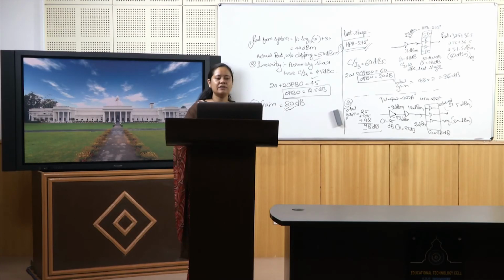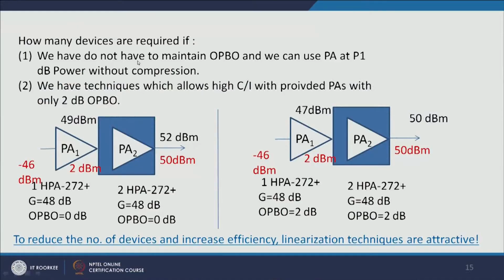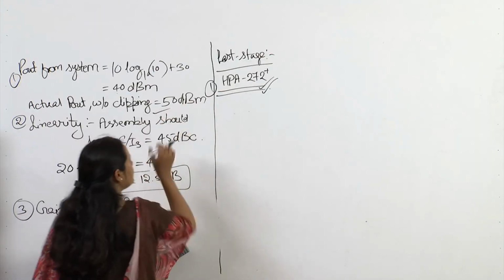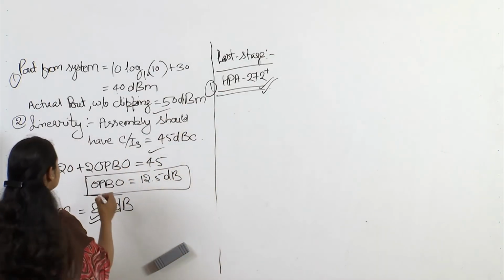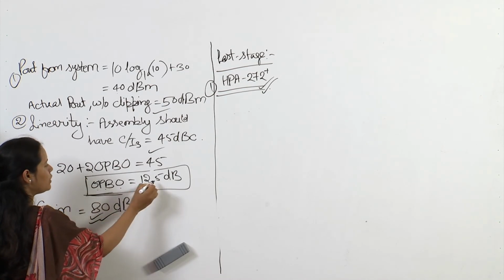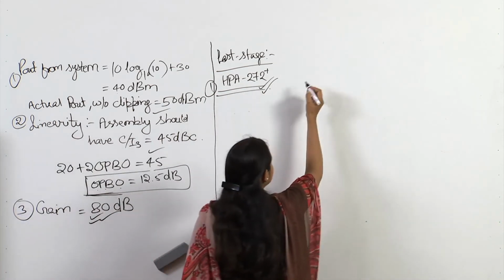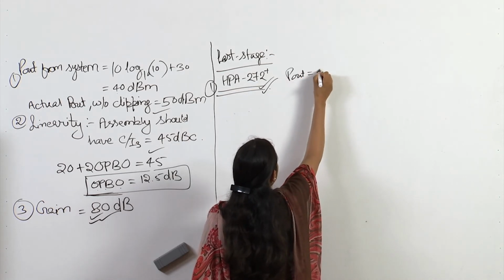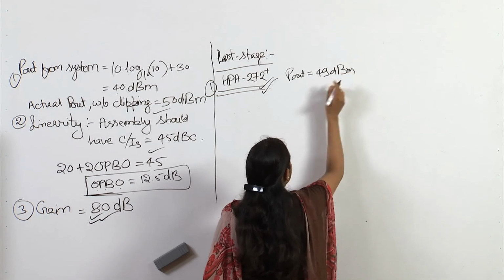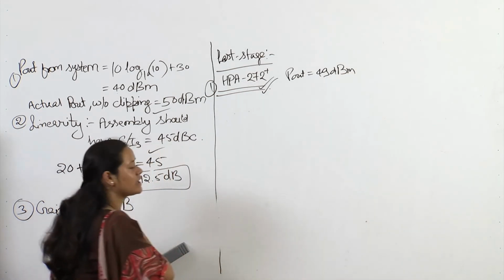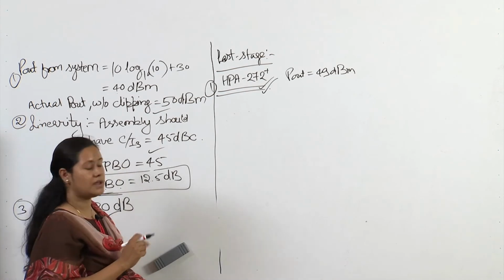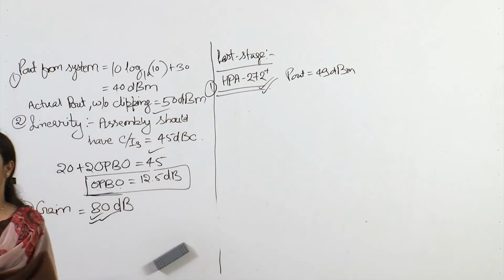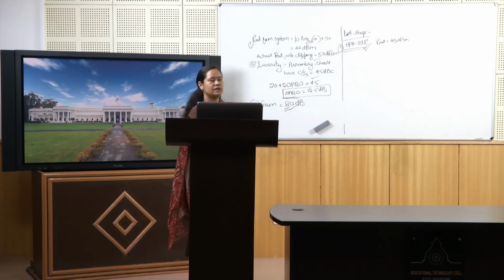What will happen and how many devices will we require if we do not have to maintain output power back off, and if we can use the PA at P1 dB power without compression? What does it mean actually? These are the requirements we want. So 50 dBm we required, and initially because we had to take the output power back off of 12.5 dB, our HPA 272 plus, which was able to give us a P out of 49 dBm, we were only using 49 minus 12.5 dB for the calculation, because we had to maintain the C by I3 ratio. But now we are told that we do not have to maintain output power back off. So what does it mean?